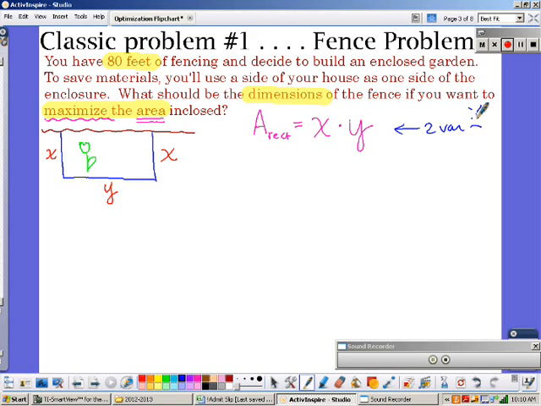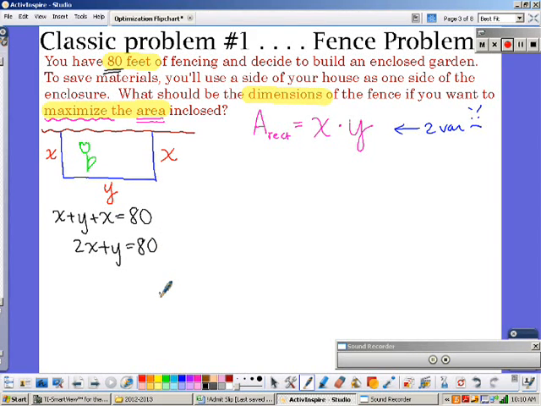So what we're going to be using is some other information to help us get rid of or substitute out one of those variables. In particular, I'm going to go to the side. I know based on the problem that we have 80 feet of fencing. So that has to mean that the sum of these blue pieces, that's my fencing, has to be 80. So let's write an equation that says that X plus Y plus X equals 80. Or we could say 2X plus Y equals 80.